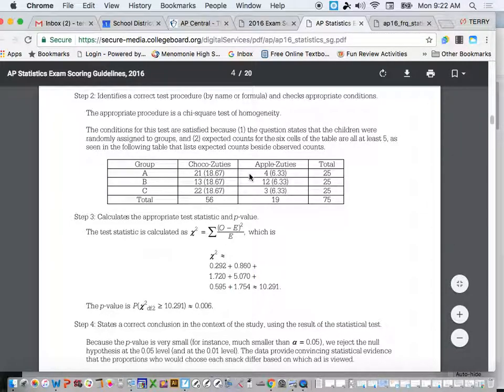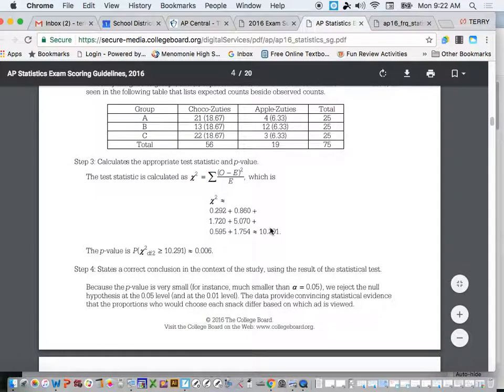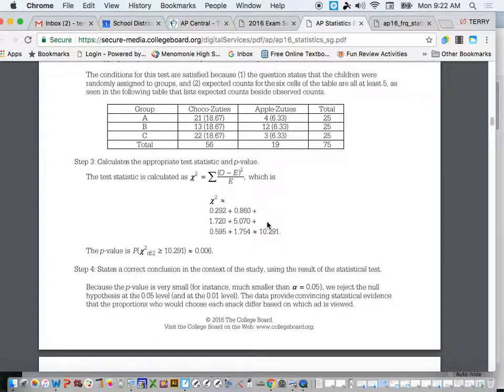Okay? So then step 3 is to calculate the appropriate test statistic and the p-value. So now they showed the work, but really, as you'll see in the scoring guideline, you don't need to show all the work. You basically just need the chi-square value of 10.291, and you do need to show how you found the p-value. The p-value is the probability of getting a chi-squared with 2 degrees of freedom greater than or equal to 10.29, which is about 0.006.